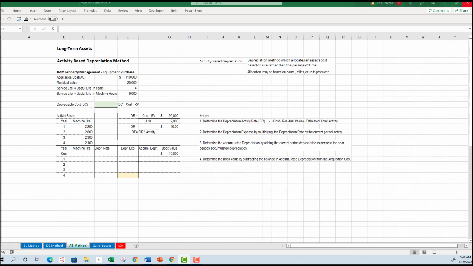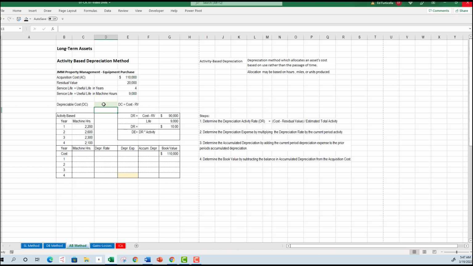Let's look at JMM Property Management again and their equipment purchase. The cost of the equipment was $110,000. The residual value, $20,000. For straight line and declining balance, we used the service life of 4 years. For activity-based, we will not use the years. We will use the machine hours. The machine hours are 9,000 hours.